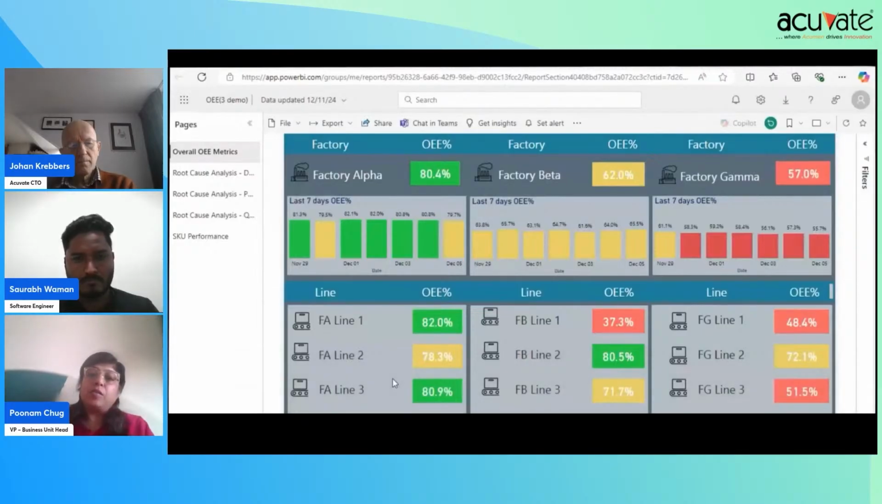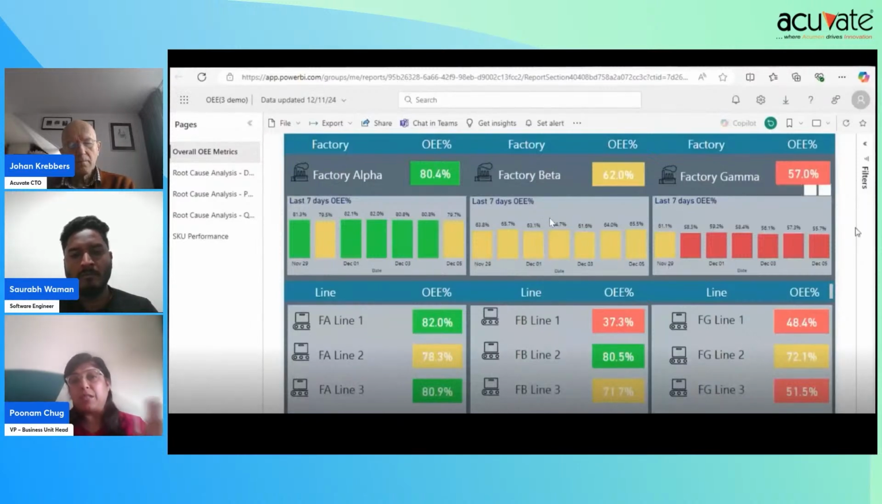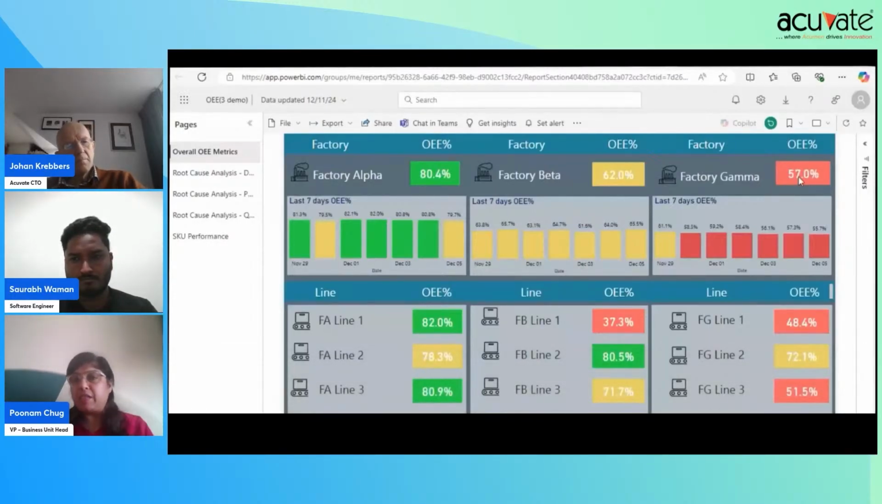With this kind of bird's eye view across all the factories and production lines, it's very easy for anyone in the top management to observe how the factories are performing and which factory needs attention. So for example, here you can see that factory Gamma has an OE of 57%, which is definitely a matter of concern. And I would like to do some root cause analysis, right?